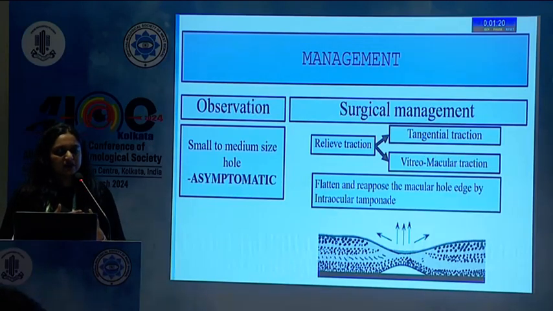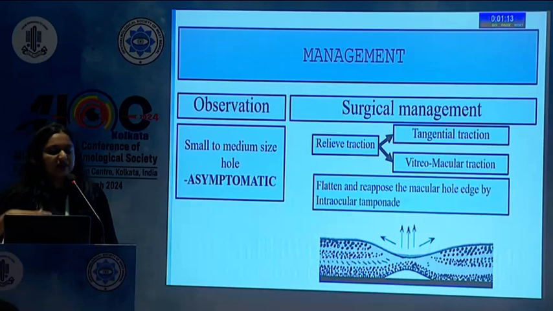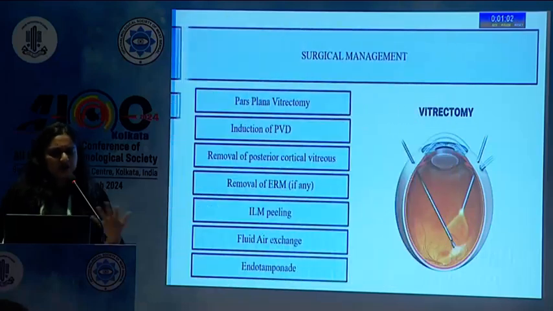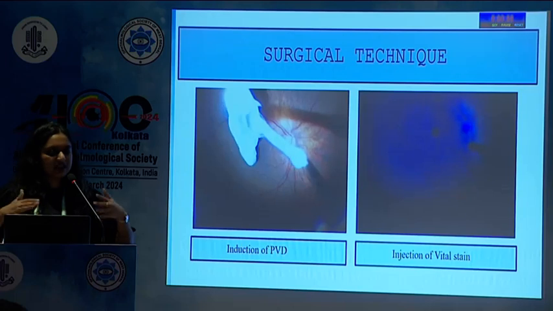And so if the patient actually has a small to medium sized hole and is asymptomatic, we just observe the patient. But if they're symptomatic, then we have to go for surgical management, which will be pars plana vitrectomy. So the aim of the management is to relieve traction, that is tangential traction and anterior posterior vitreomacular traction. So like I said, if we go in for a surgical technique, I'll just go through the main steps.